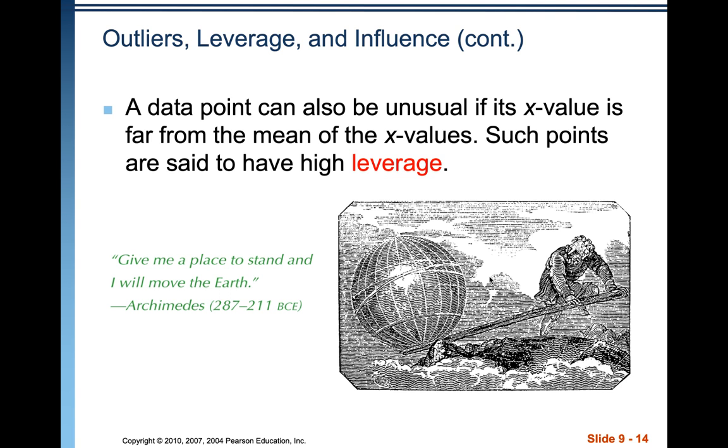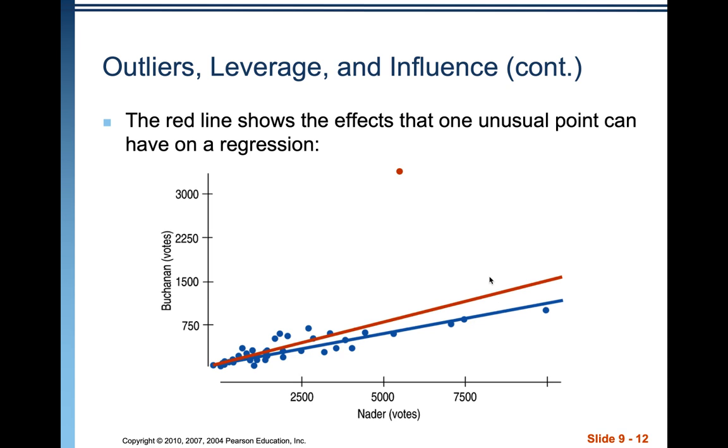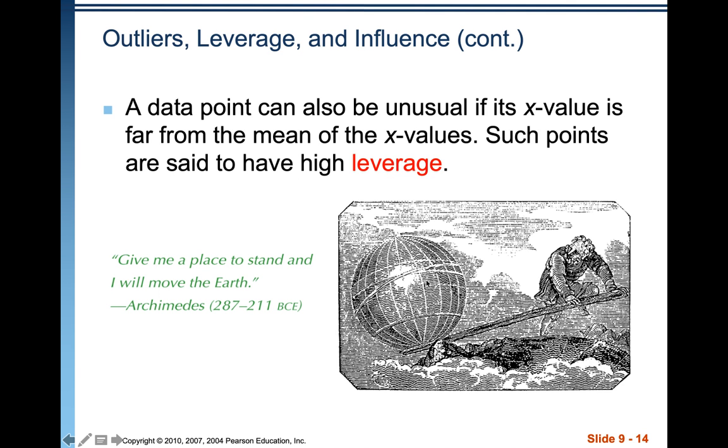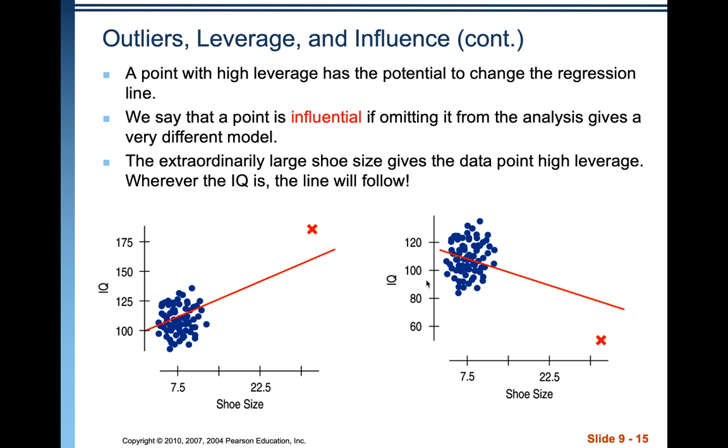A large residual, by definition of residual, the difference between the observed y and the predicted y, is going to happen vertically. But what about horizontally? A point can also be unusual if its x value is far from the mean of the x values. Such points are said to have high leverage. A point with high leverage has the potential to change the regression line in a much more significant way, even more than a vertical outlier. We say that a point is influential if omitting it from the analysis gives a very different model.